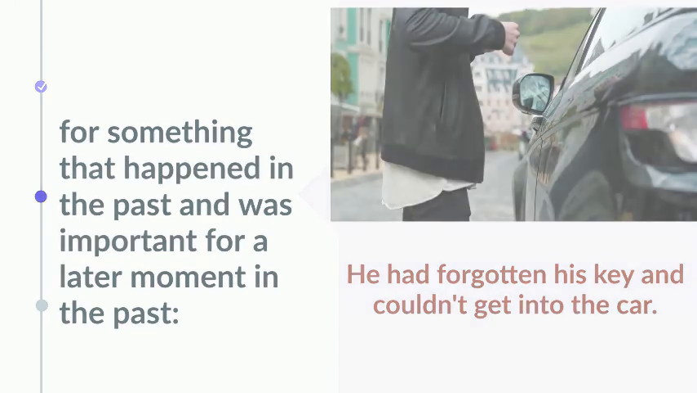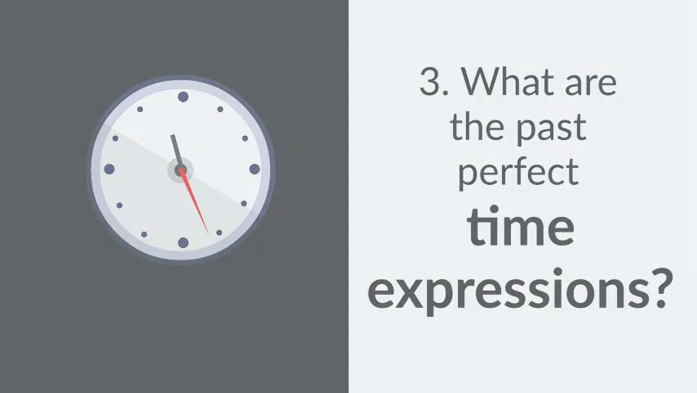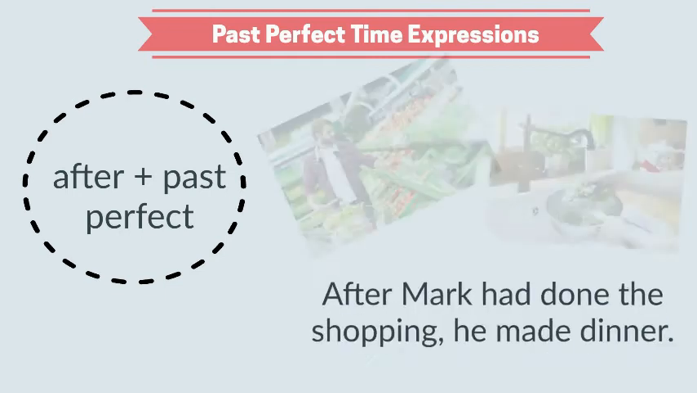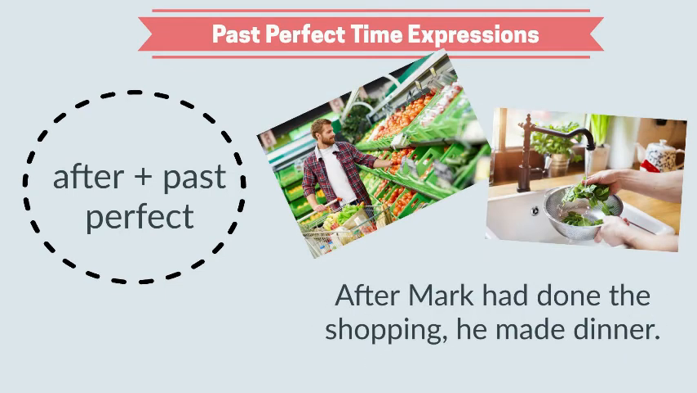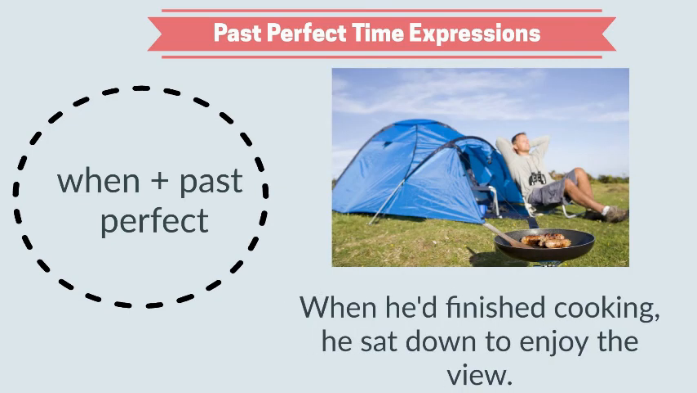And here we are with the third and last question, which is, what are the past perfect time expressions? We use after and past perfect to talk about an action that was completed before another action began. After Mark had done the shopping, he made dinner. We use when and the past perfect for an action that happened immediately before another began. When he'd finished cooking, he sat down to enjoy the view.